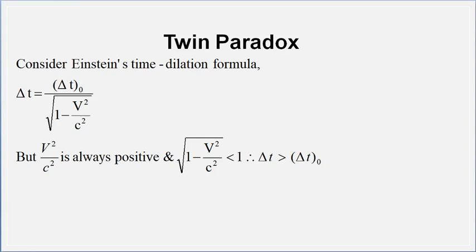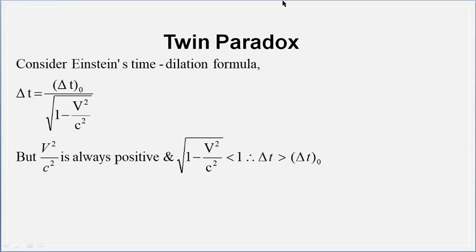But if you try to analyze this time dilation using Lorentz frames of reference, there is a paradox. It gives a contradictory result. So this is what is called the twin paradox.